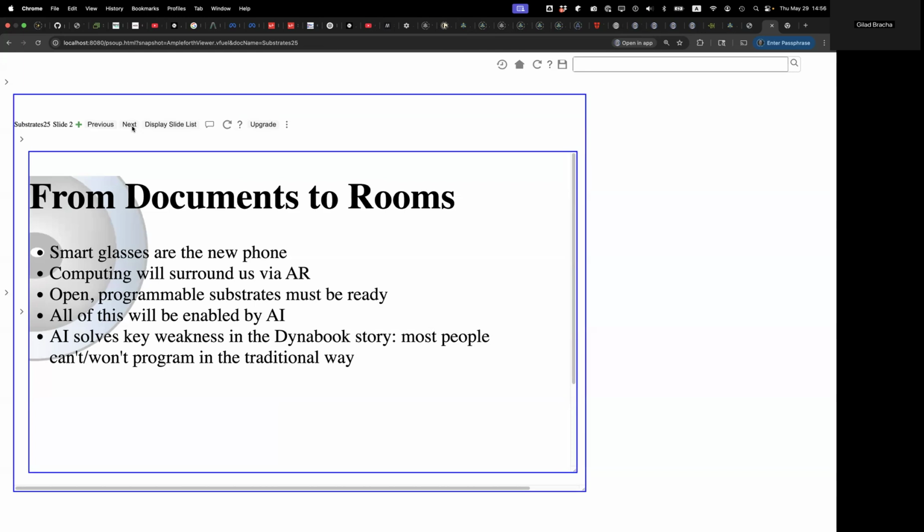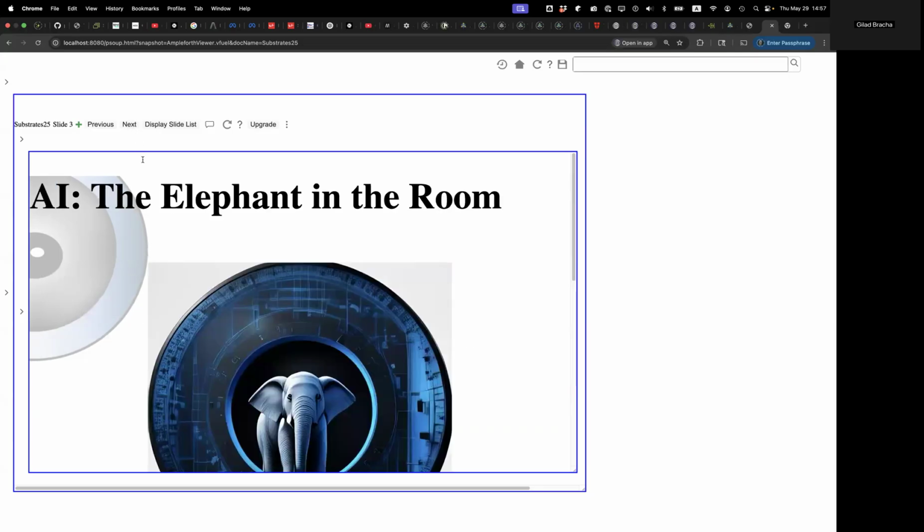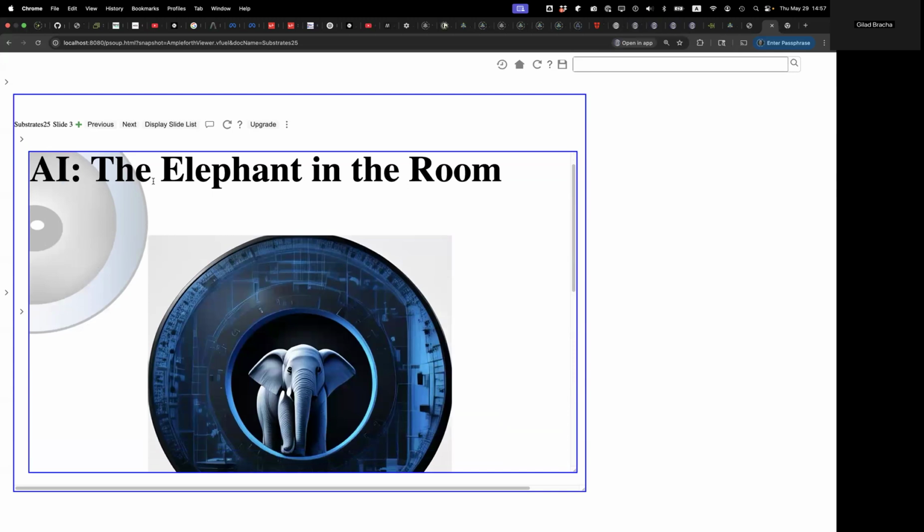All of this is going to be driven by AI. On the pro side, that solves a huge problem with the Dynabook story, which is the sort of central myth of this community, I think. That problem is that most people can't or won't program in the traditional way, no matter how nice we make it for them. And so AI will give them a way to control their digital surroundings in a way that they can deal with. Now, AI is something that we therefore have to focus on for that and other reasons.